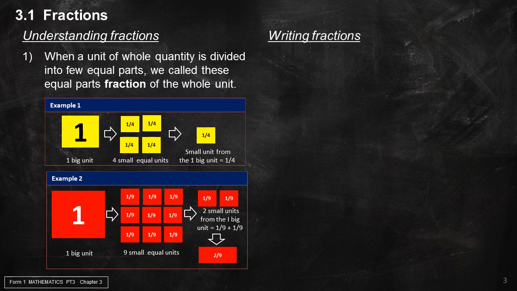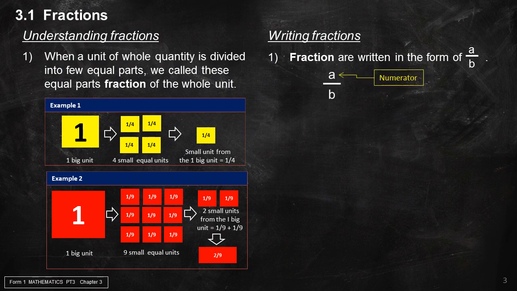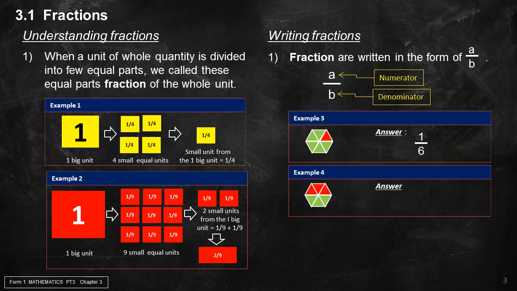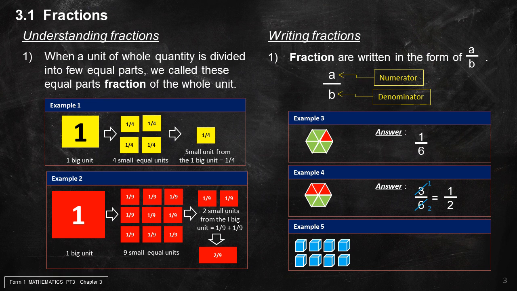Writing fractions. 1. Fractions are written in the form of a over b, where a is called the numerator and b is the denominator. Example 3. In this diagram, the red portion is 1/6 of the big unit. Example 4. In this diagram, the 3 red portions are 3/6 of the big unit. Or, after simplifying to the lower term, it would be 1/2, or half of the big unit. Example 5. Fractions can also be used to name a portion of a set of objects, or a group. In this diagram, 3 cubes of this set of 8 cubes is called 3/8.